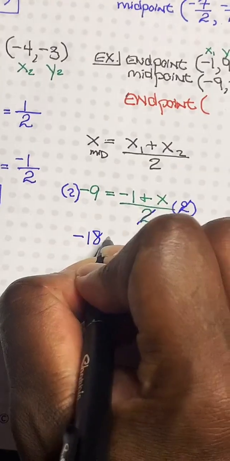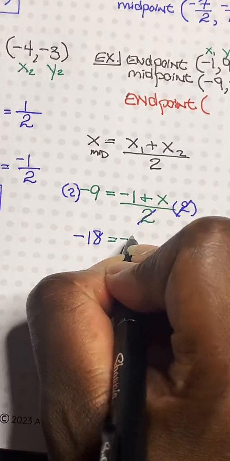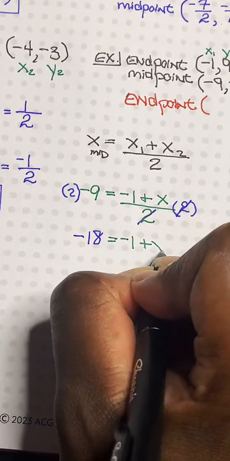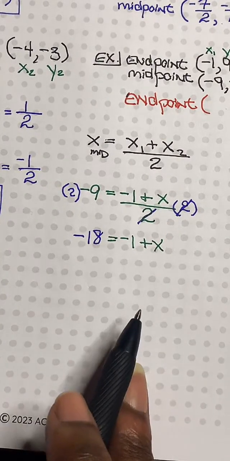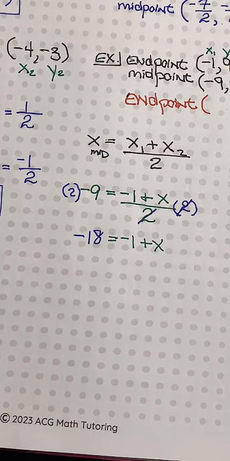Then I'm going to bring down my equals, my -1, and my plus x. So now I want to solve for x. What do I need to do to get x on both sides?